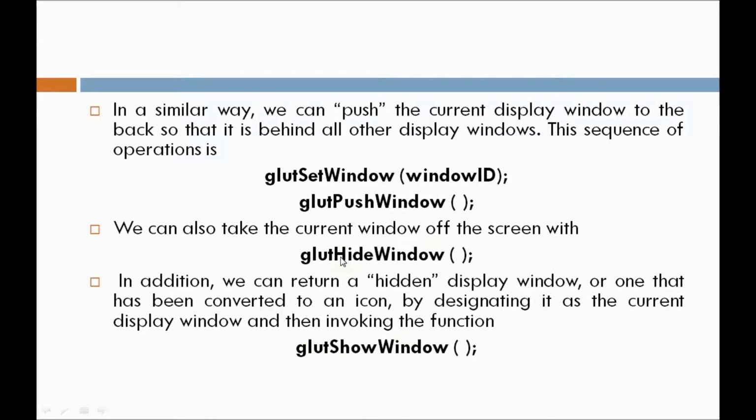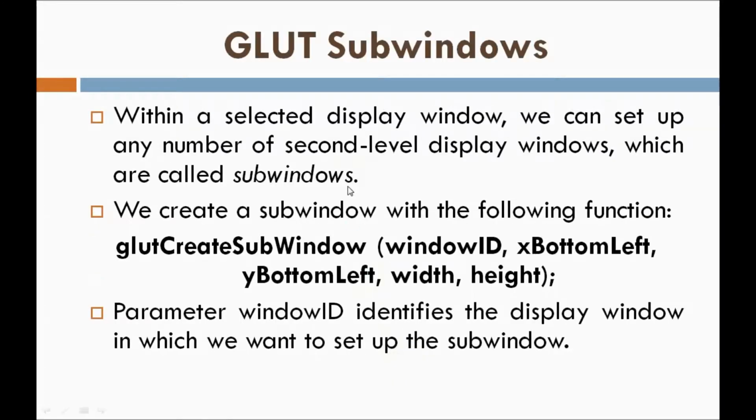So you can hide the window using glutHideWindow, and you can remove that hidden state using glutShowWindow. You can see the hidden window using the glutShowWindow command. Getting it, guys? Now, sub windows.